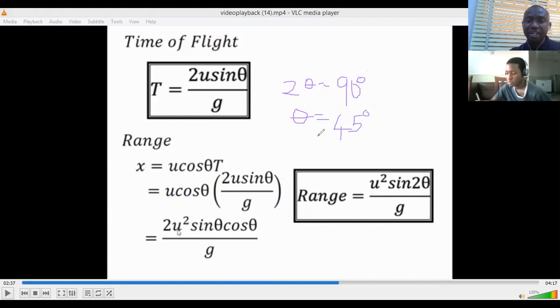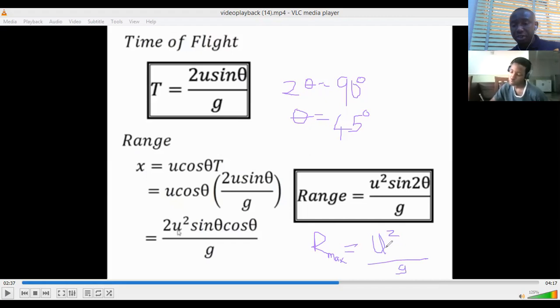So, if range is maximum, then we have a formula now for that. Range is maximum when theta is equals to 45 degree or 2 theta is equals to 90 degree. So then what is the formula for maximum range? So range maximum is equals to what? U square over g.